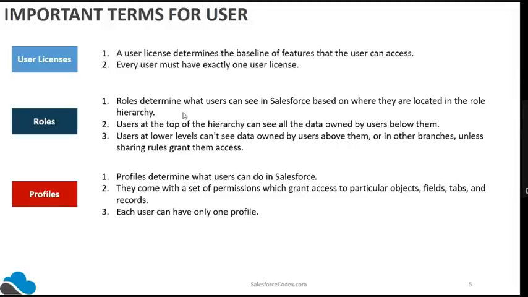Profiles come with a set of permissions that grant access to particular objects, fields, tabs, and records. Using the profile, we can give access to objects and fields, decide which tabs will be accessible, and how many records a user can see. All those permissions related to objects, fields, and records are derived through the profile. At a later stage, we have permission sets and permission set groups as well, which we will cover in the next session. So right now, as a basic criterion, a profile is required, and in the profile we can give this kind of access.